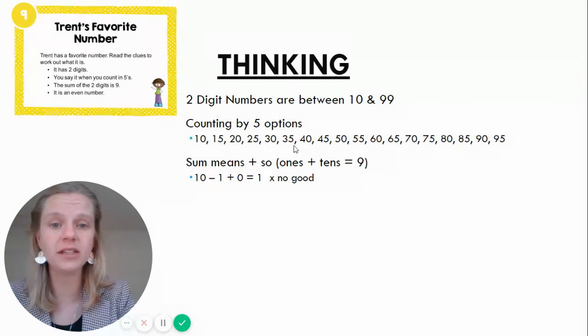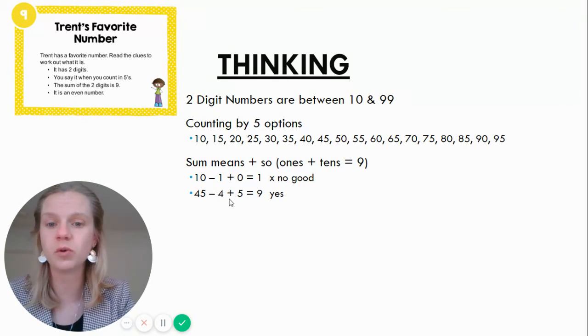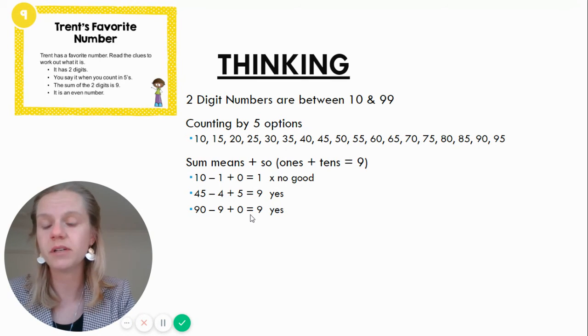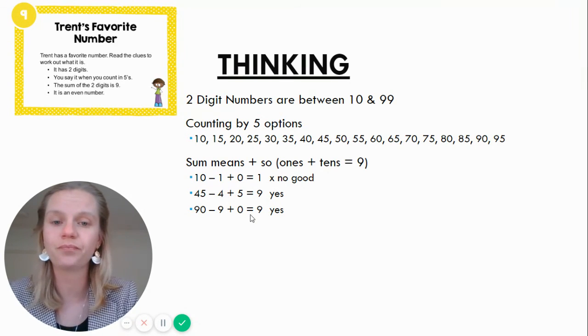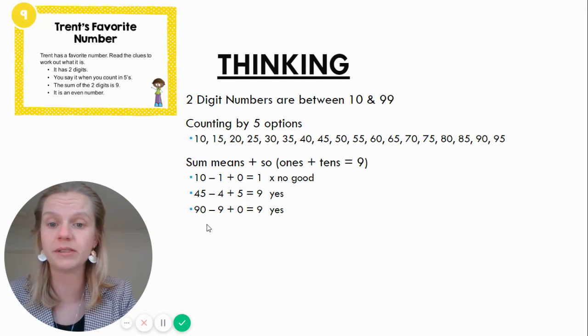So having a look at my list, which ones, if I add the 2 digits together, equals 9. 4 and 0, no. However, it's 4 and 5. So 45 is 4 plus 5 equals 9. Yes, that's an option. If I have another look through my list, I can find 90. 9 plus 0 is 9. So yes, that's an option. Now I'm down to 2 numbers. Which one is going to be Trent's favourite number?